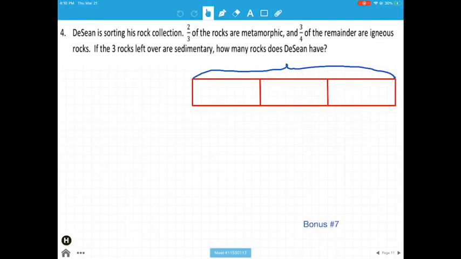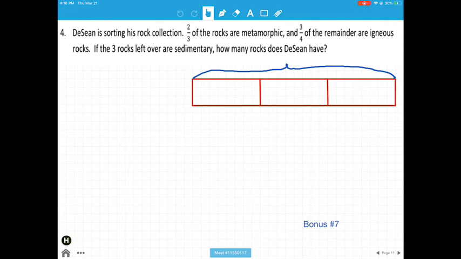All right, I'm going to try this. This is some of the problems from the problem set. This is module 4, lesson 16. Dishin is sorting his rock collection. 2/3 of his rocks are metamorphic, and 3/4 of the remainder are igneous rocks. If the 3 rocks left over are sedimentary, how many rocks does Dishin have?